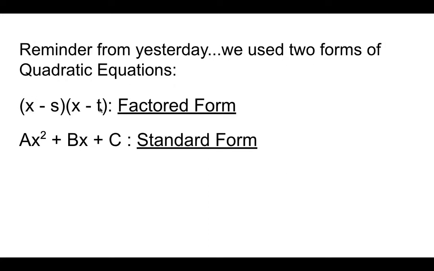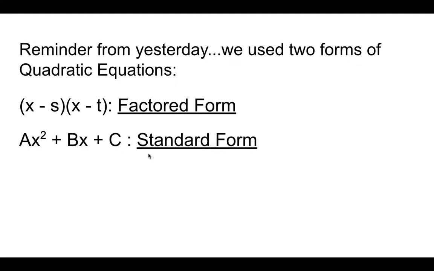One looks like this. So x minus a number, x minus another number. And remember, these signs can also be plus signs. It's just this is the general form. This is called factored form. And then when we expanded these forms, we got a form that looked like this. A number in front of x squared plus another number times x plus a number by itself. And this is called standard form.